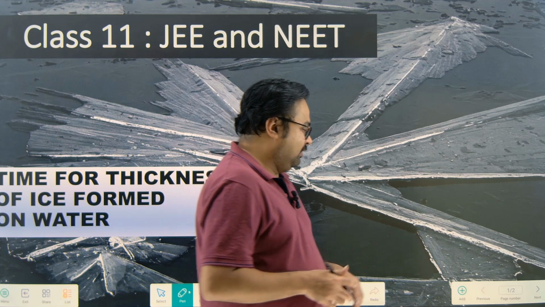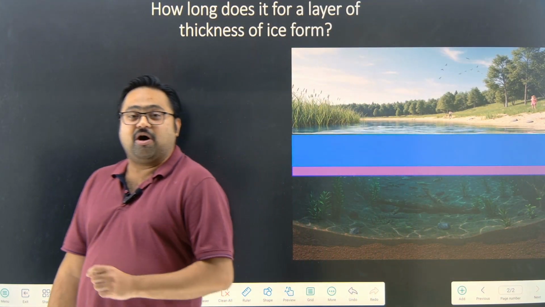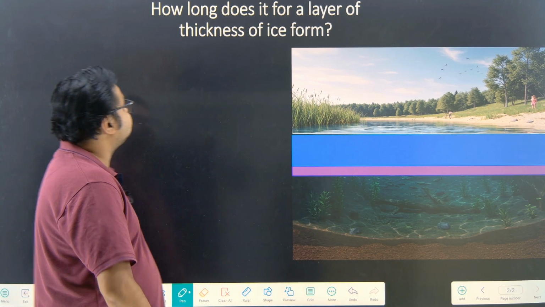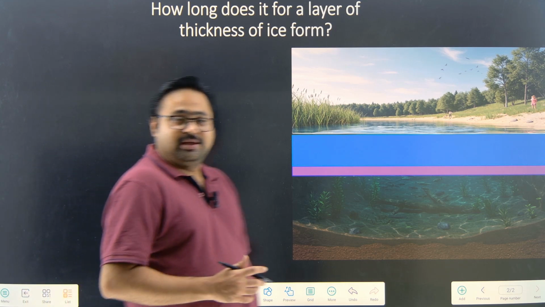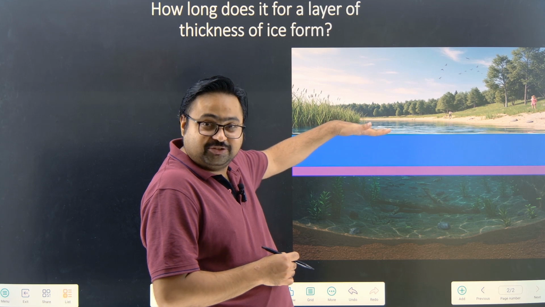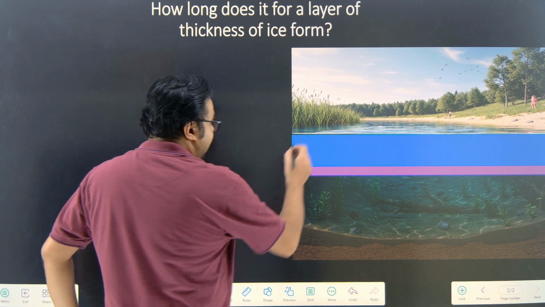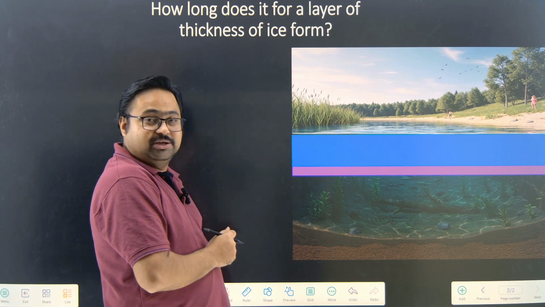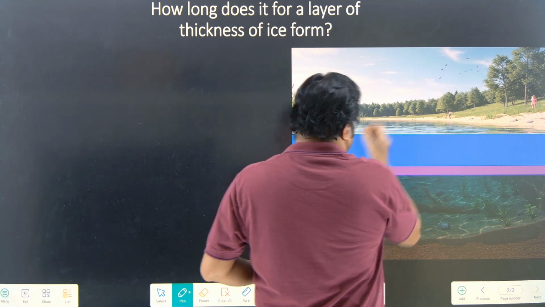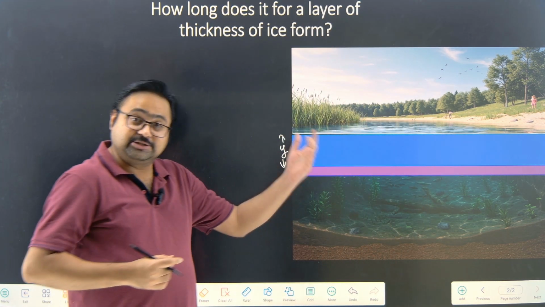Mathematically, let's begin and find the amount of time it takes in order for a certain thickness of a layer of ice to form. So here I've got a nice picture of a lake for you. This is the surface of the lake, and let's assume that the thickness of ice that has already formed on the lake is y. y is the thickness of ice that has already formed.